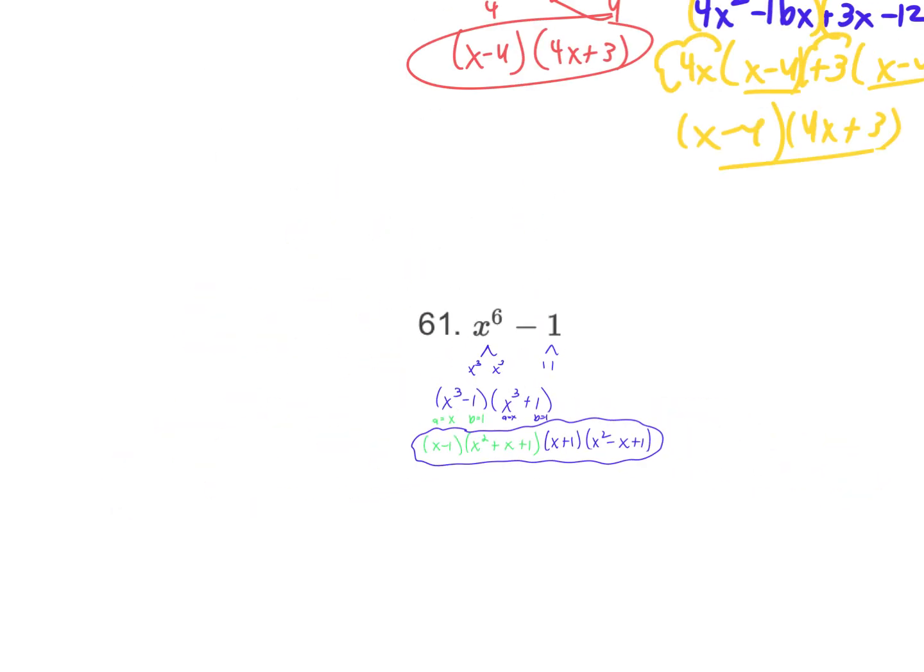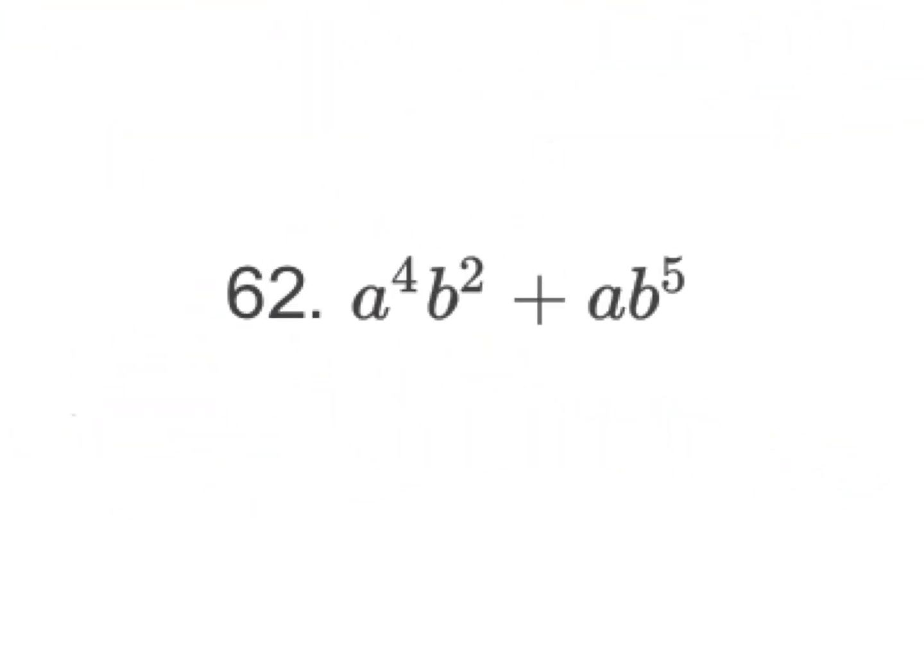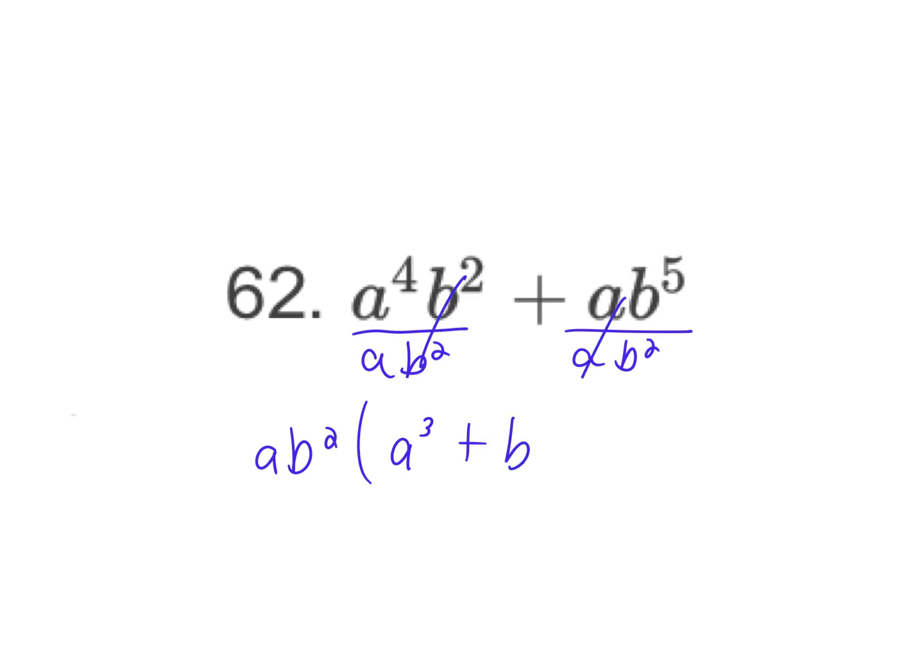All right, scooting along. Again, fully factor. That means we need to take out a GCF first. So I see that both of these terms have 1 a in them, and both of them have at least b squared. So I'm going to go ahead and take that out. So I have ab squared, and then we're left with a cubed plus b cubed.